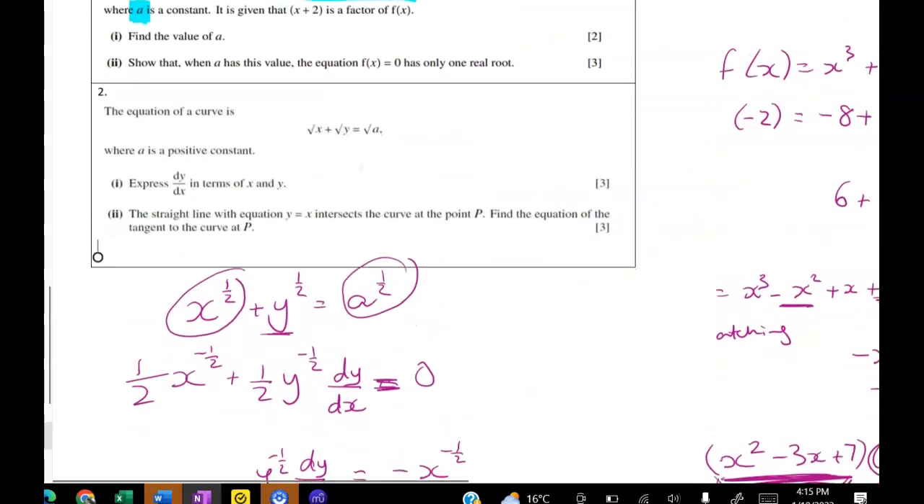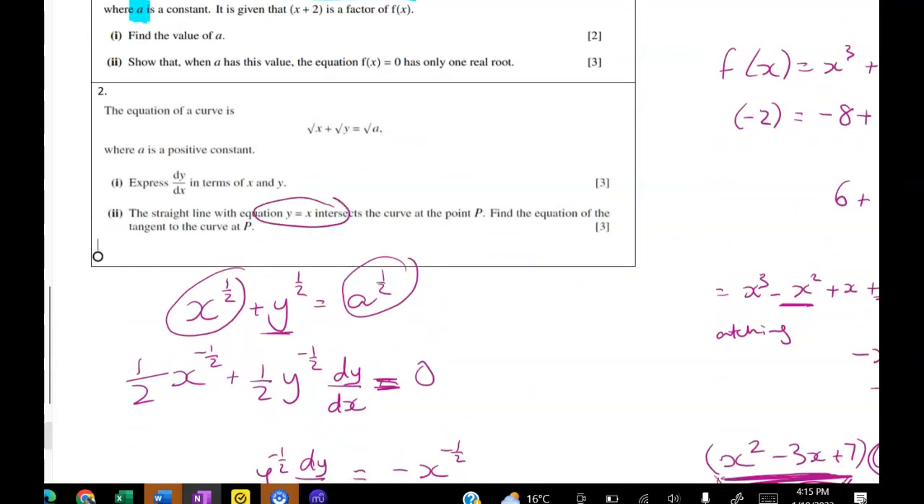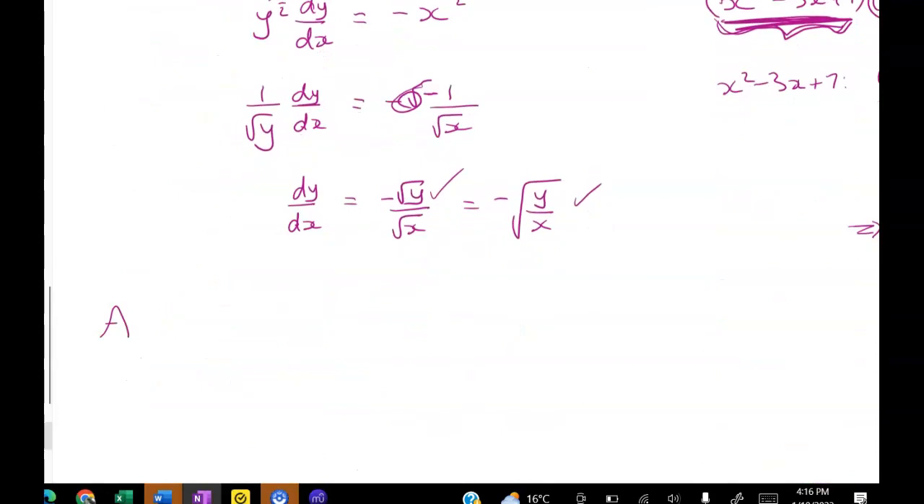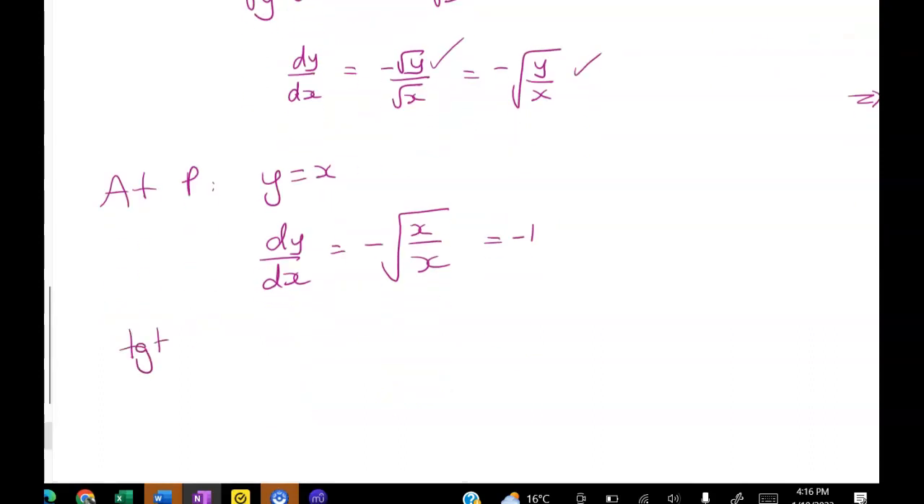Now, the next thing we have to do is we've got a straight line with the equation y equals x, and that intersects the curve at point P. And we have to find the equation of the tangent to the curve at point P. So at P, we have y is equal to x. So at point P, dy by dx is going to equal negative root x over root x, which is equal to negative 1. So the tangent line will have equation y is equal to negative x plus c. So that's the first part done.